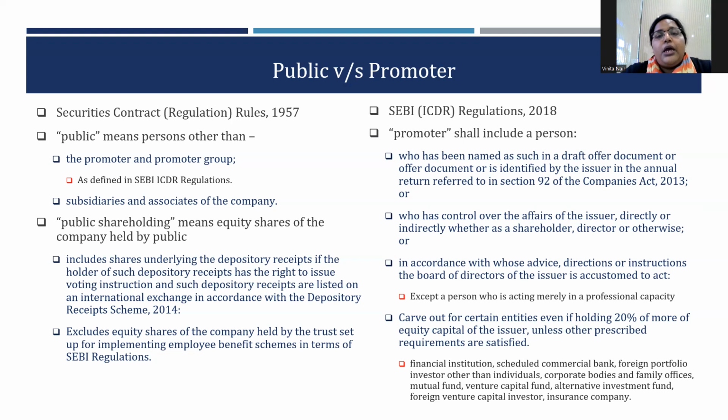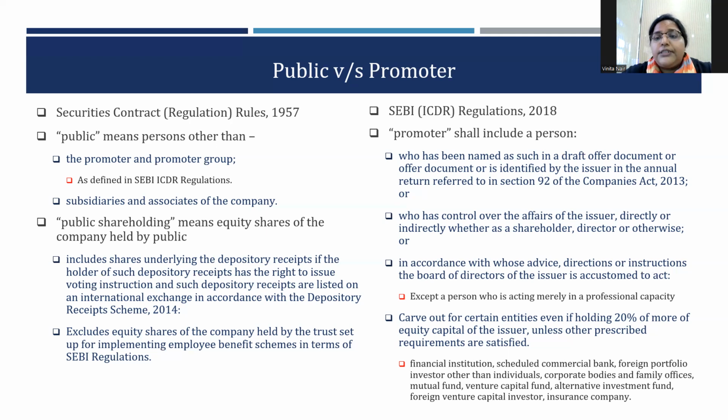So once we have understood the concept of public and public shareholding, we also saw that there is a reference to not being a promoter or promoter group. So a public shareholder is someone who is not a promoter and not a promoter group. Therefore, the meaning of the terms promoter and promoter group is also very relevant to understand. For this, we have to refer to the SEBI ICDR regulations, which define a promoter to include a person who has been identified as a promoter in the draft or the final offer document filed with SEBI, or who has been identified as a promoter in the annual return filed with the registrar of companies. It will also include a person who has control over the affairs of the issuer, directly or indirectly, whether as a shareholder, director, or otherwise.